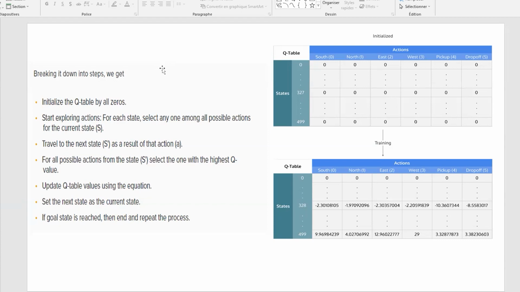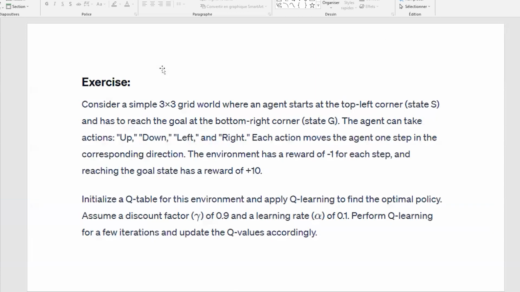So it's basically how the system is updating the Q table using the previous equation that you just saw. So our first exercise is this one.